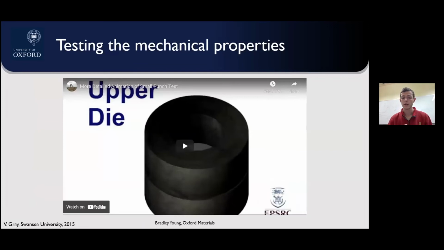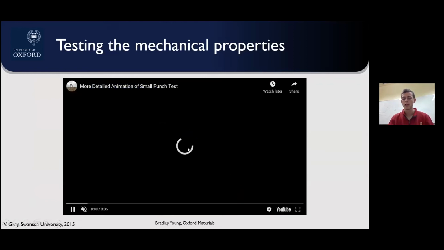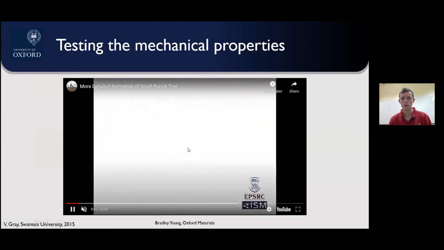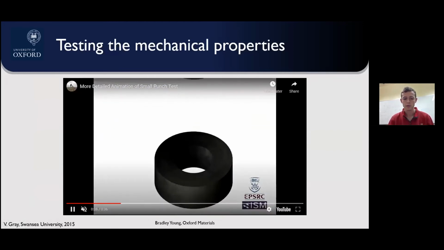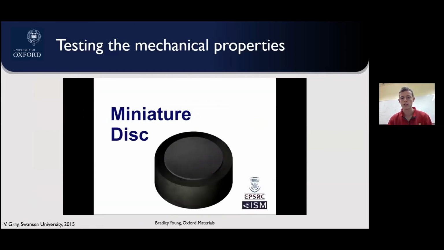Lastly, we need to make sure that our material is really strong, and like I said, it has to be safe, so we need to know our material won't break. We use lots of different types of tests for this, but one that's quite novel and innovative, and that I wanted to share with you today, is called a small punch test. We take a little circular sheet of a sample, like you can see here in the slightly lighter grey. It's called a miniature disc.